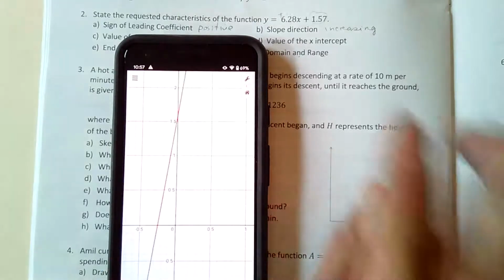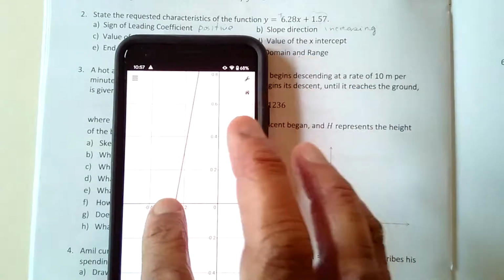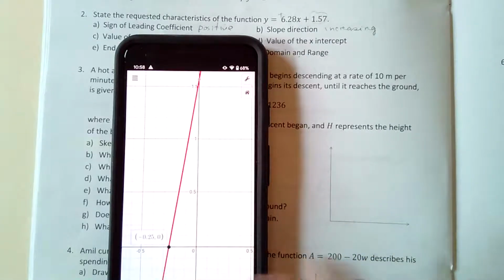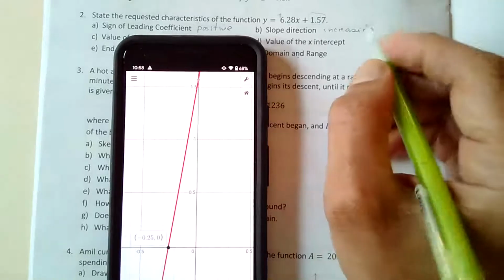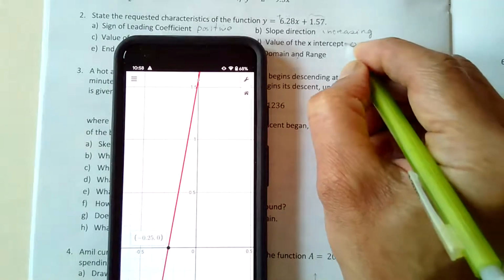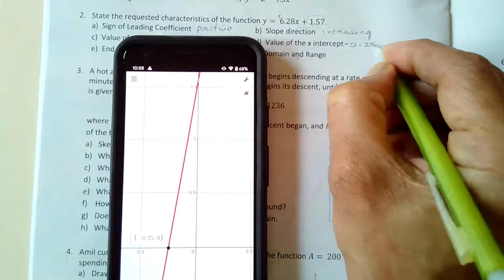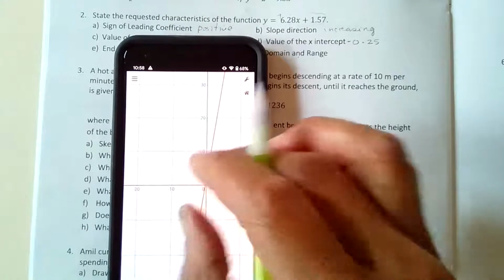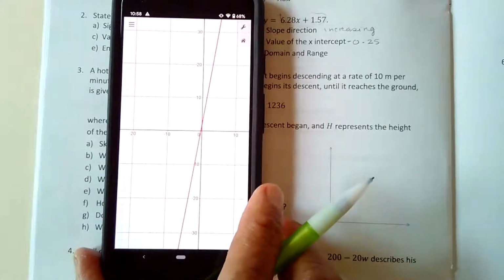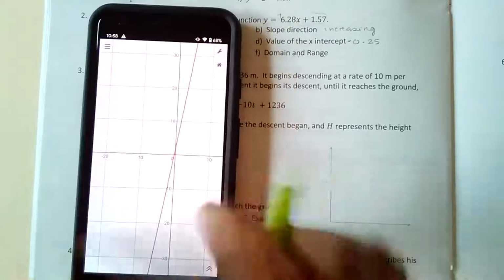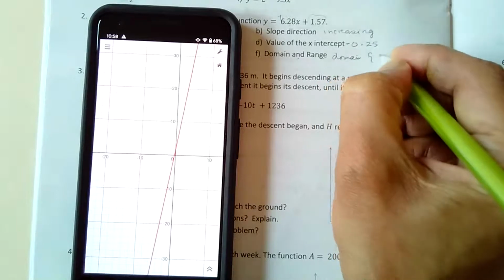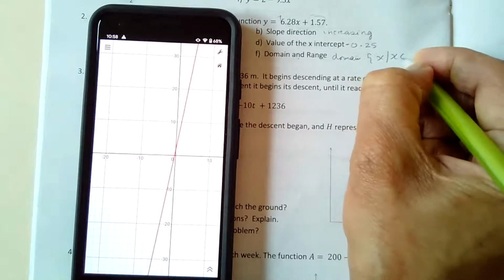Now I need to find my x-intercept, so I'm going to zoom in here so I can see both. The x-intercept is negative 0.25. Notice this graph, if we were to zoom out, goes to the right forever and to the left forever. So we can see the domain: x such that x is an element of the real numbers. There is no restriction.